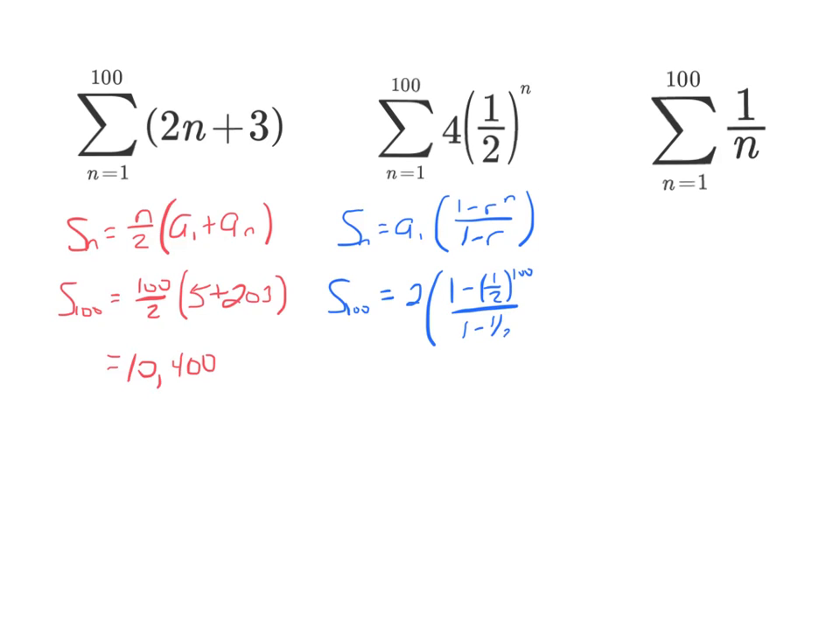Over 1 minus 1/2. And then this third one here is not arithmetic or geometric. So in order to find that sum, we would have to add 1 over 1, 1 over 2, 1 over 3, all the way up to 1 over 100. So for our purposes, since this series is not geometric or arithmetic, we can't apply a formula to it.